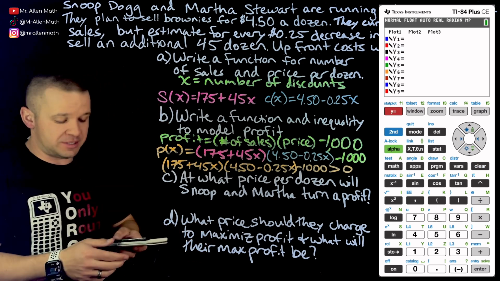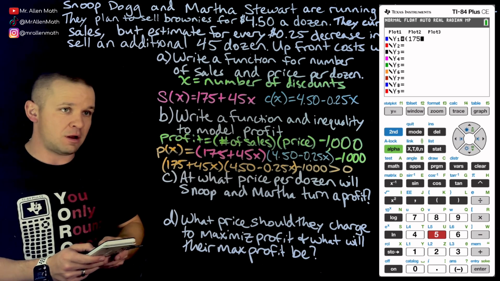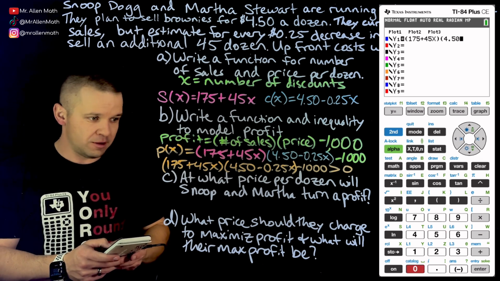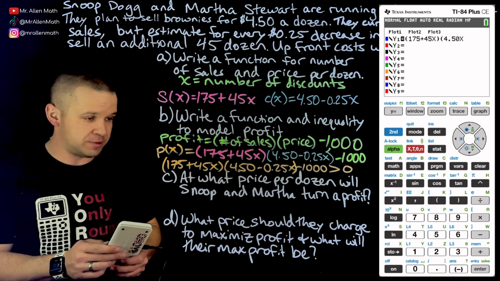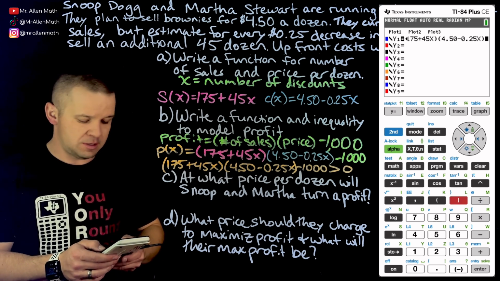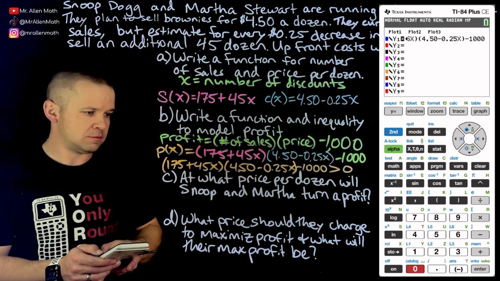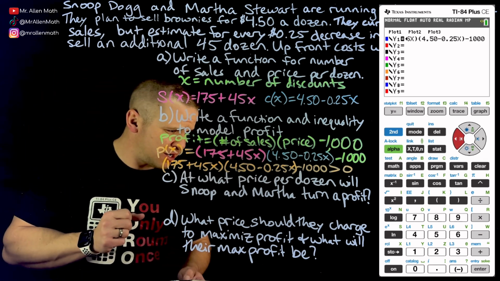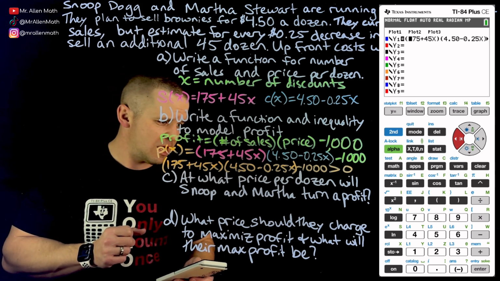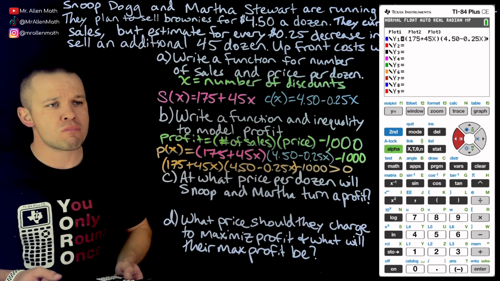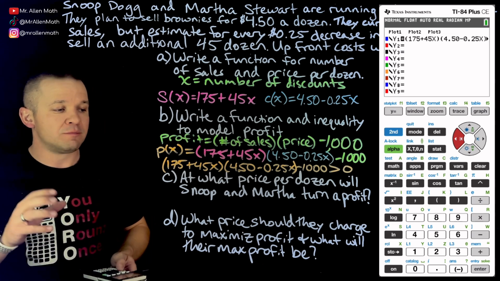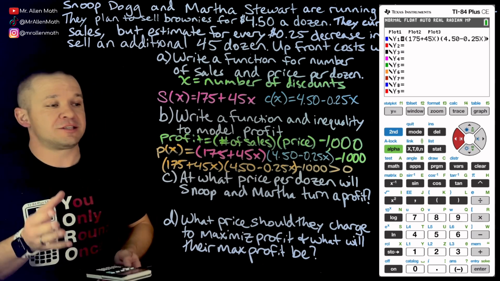Y equals, type this in: parentheses 175 plus 45x, close them, open them, 450. You don't have to put the 0 there, but I'll just keep it all wonderful like that. Oops, no x right there. Minus 0.25x, close them, minus 1,000. Cool. I'm going to double check here. I got the minus 1,000. I've got 450 minus 0.25x, and we have 175 plus 45x. Okay. Always double check. Make sure you're using subtraction, not the little negative button, right? Close your parentheses. You got your x's in the right place, all that stuff.